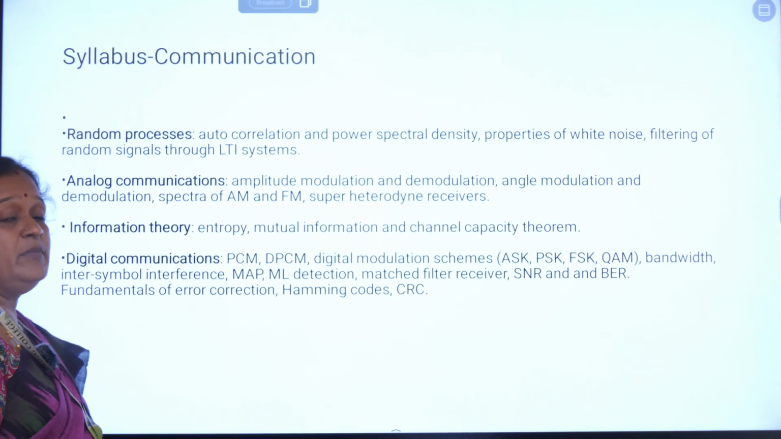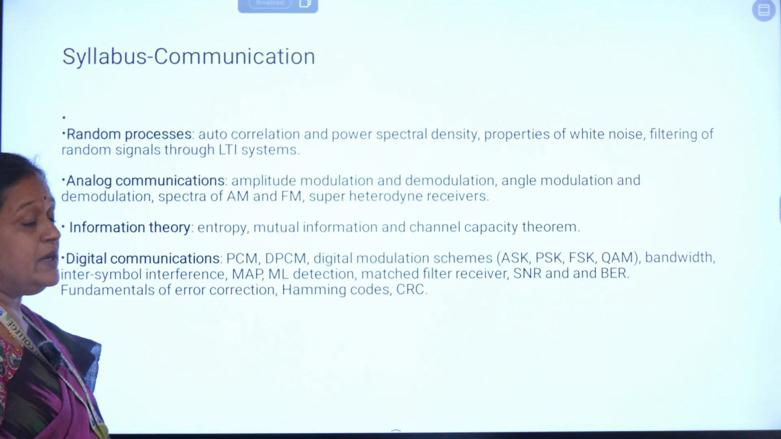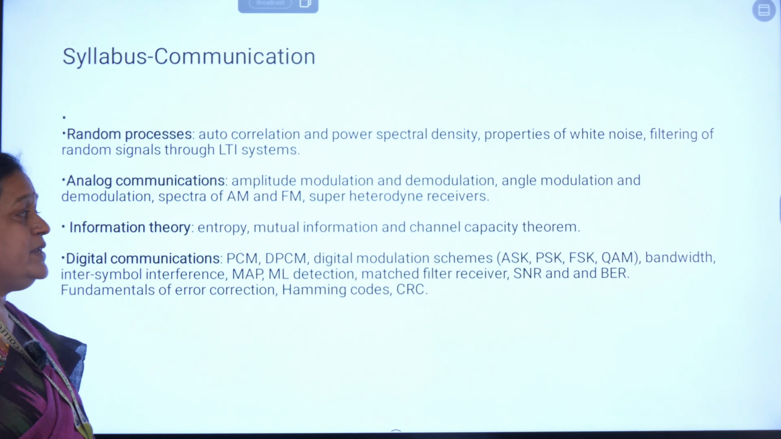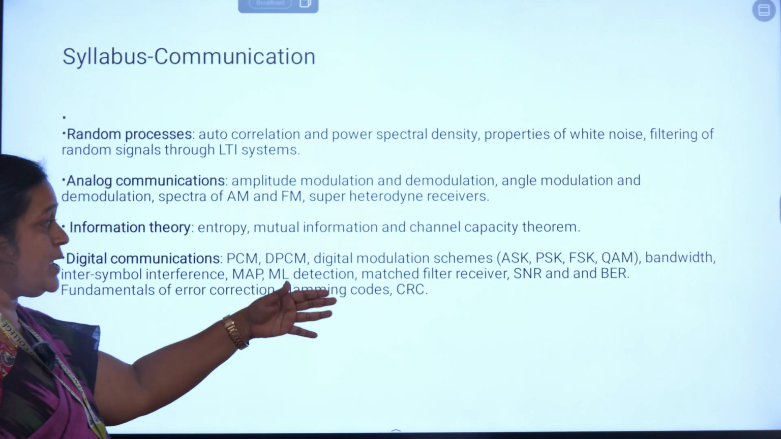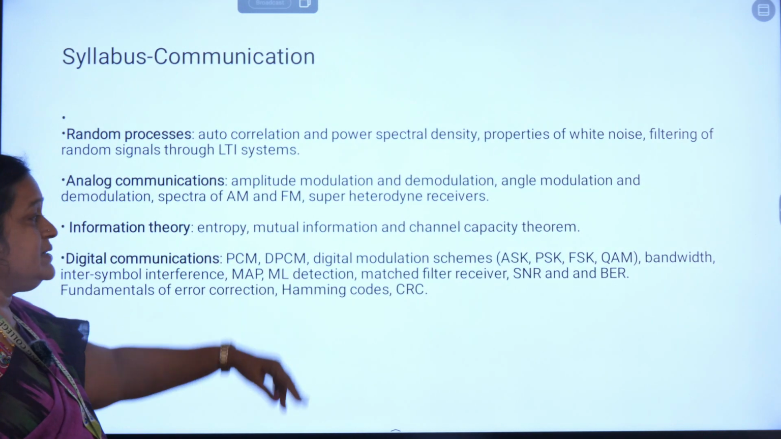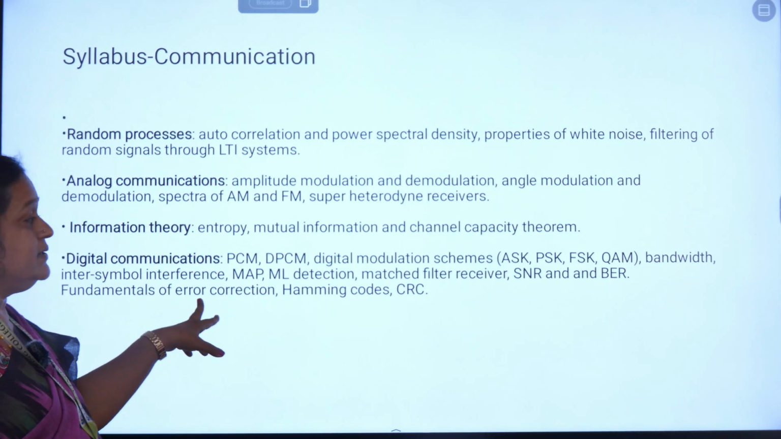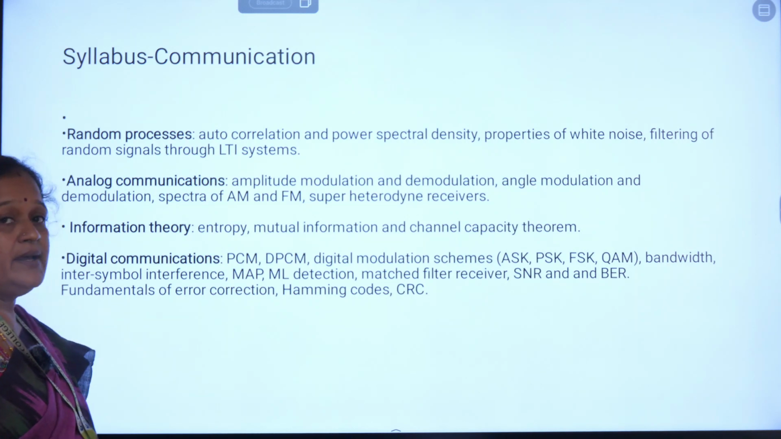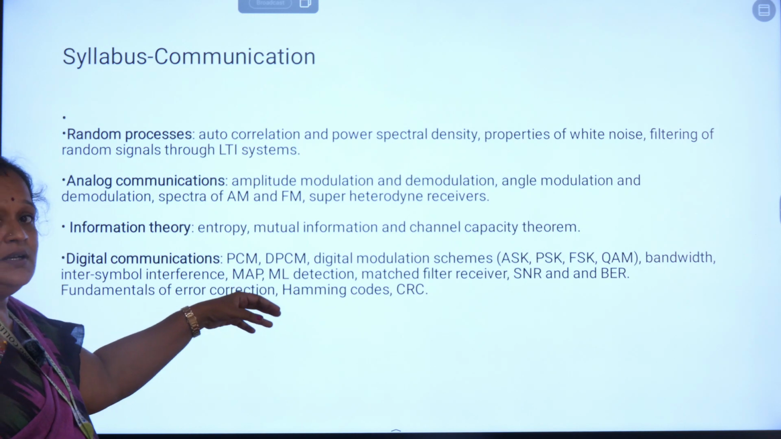Then coming to the topic of digital communication. In digital communication: pulse code modulation, differential pulse code modulation, digital modulation schemes, that is nothing but ASK, PSK, FSK, QAM, bandwidth, intersymbol interference, then MAP and ML detection, matched filter receiver, SNR and BER, bit error ratio, then fundamentals of error correction, Hamming codes and CRC. These are the syllabus of GATE.